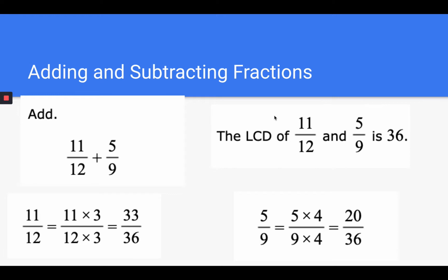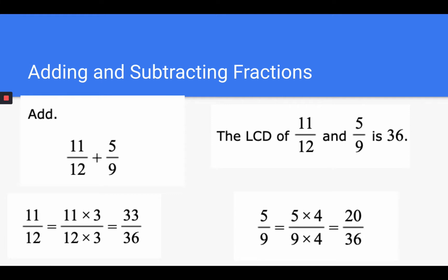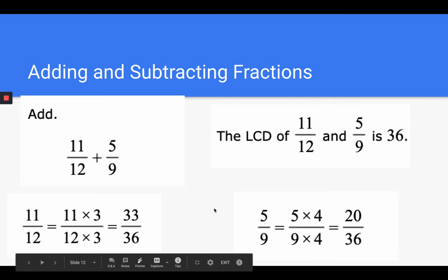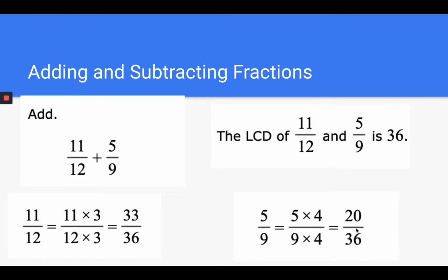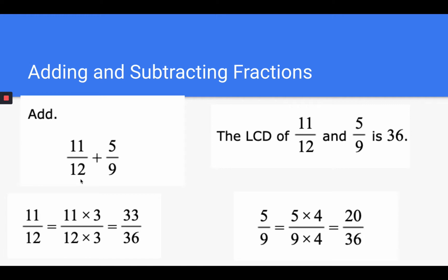I'm going to do the same thing on 5/9. I'm going to change the bottom into 36, and I'm going to do that by multiplying it by 4. 9 times 4 is 36. Whatever I do to the bottom, I have to do to the top. 4 times 5 is 20. And now I have 33/36 and 20/36.